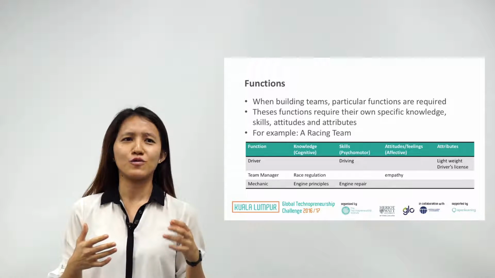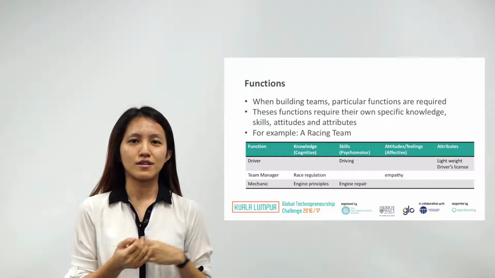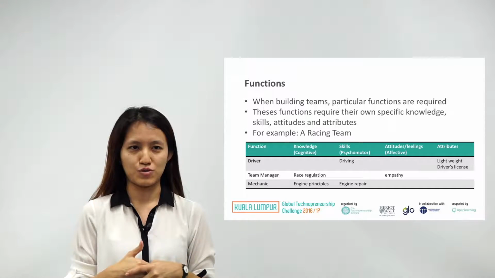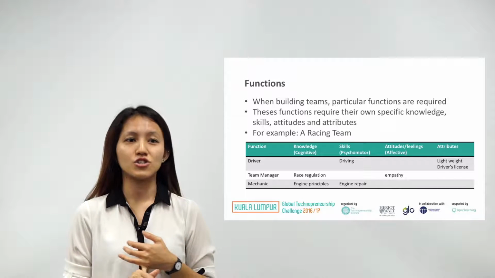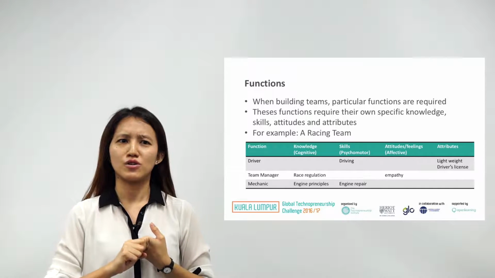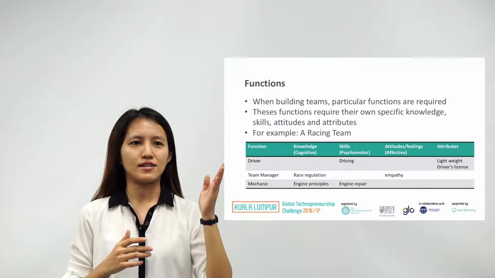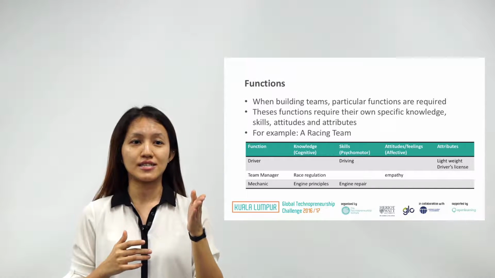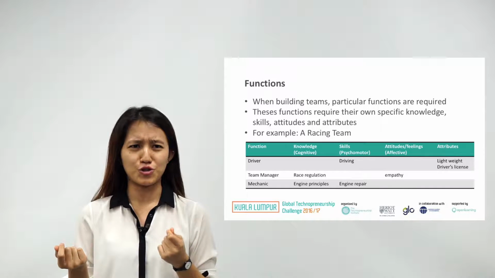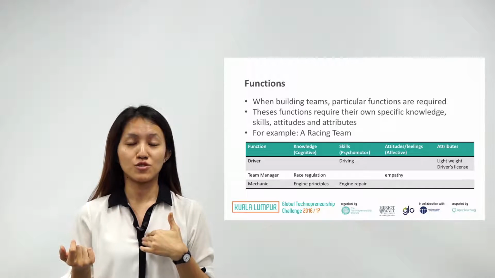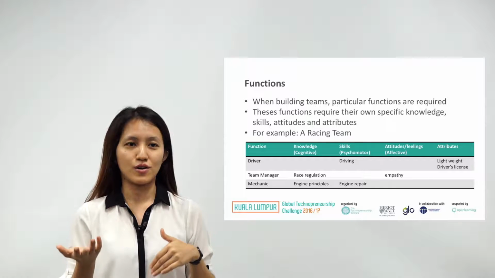If we look at building teams, there's definitely a particular function that will be required from each of us, because we need to have a clear task distribution. Usually, these functions require their own specific knowledge, skills, attitudes, and attributes. So if you form a table like what you see here, you can lay it out in terms of function, knowledge, which touches on the cognitive side; skills, probably hands-on, the psychomotor domain; attitude and feelings, that's the emotion part, the affective part; and attributes. So if there are certain functions in whatever project you're working on that you need.